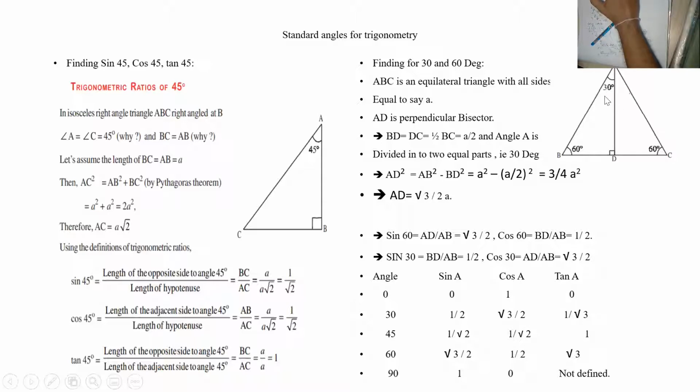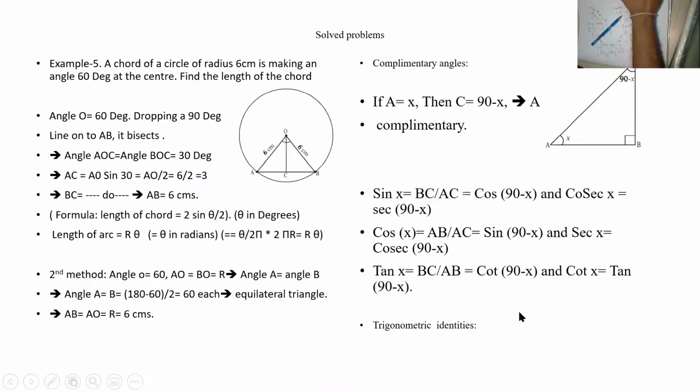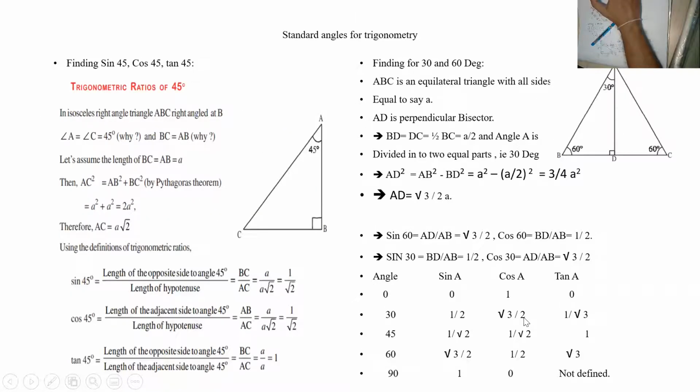Similarly, cos 30. Cos 30 is adjacent side by hypotenuse. Root 3 by 2A by A, root 3 by 2. So tan 30 is sin by cos, 1 by 2 divided by root 3 by 2. 2 gets cancelled out, 1 by root 3. So tan 45 is 1. So what is cos 60? Cos 60 is A by 2 by A, that is 1 by 2.